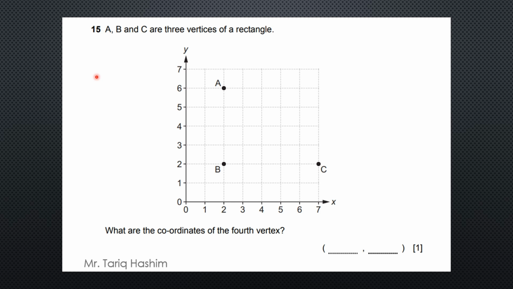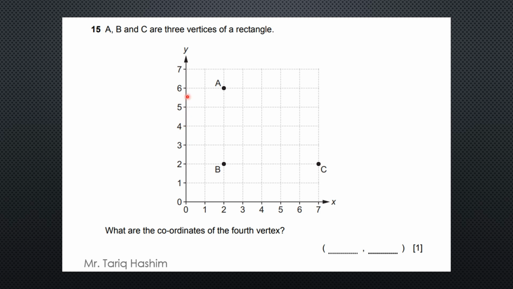Let's get started. So question 15 here: we have A, B and C, three vertices of a rectangle. What are the coordinates of the four vertices? So we know that the rectangle has equal opposite sides. So this side AB should be equal to the opposite side CD if we pretend this point as D. So if we count here, we have this side AB from 2 to 6.